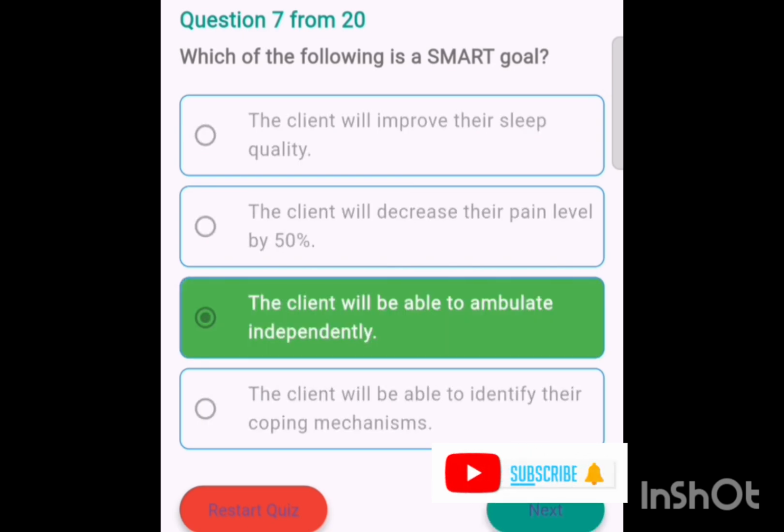The client will be able to ambulate independently, because a SMART goal is S for specific, M for measurable, A for achievable, R for relevant, and T for time bound.